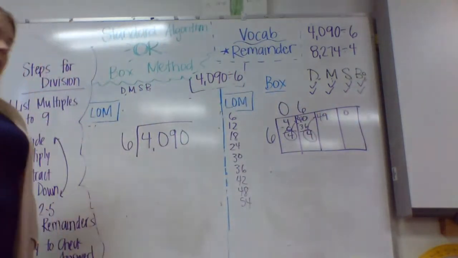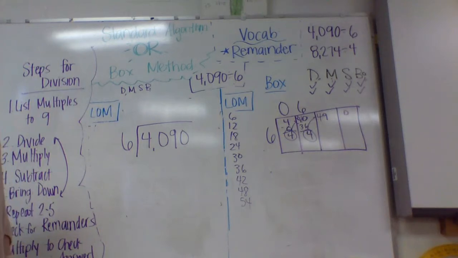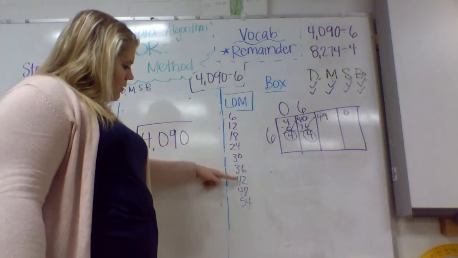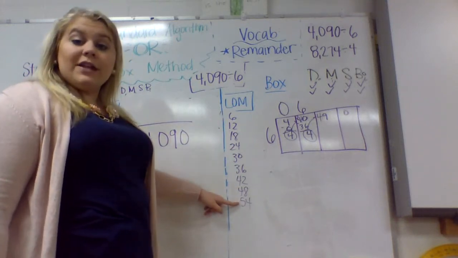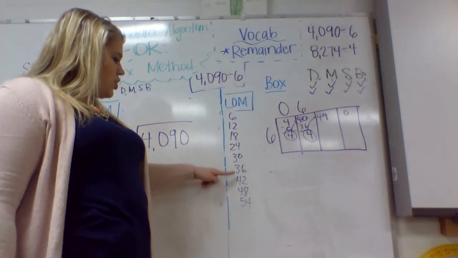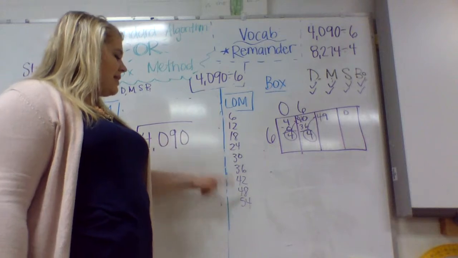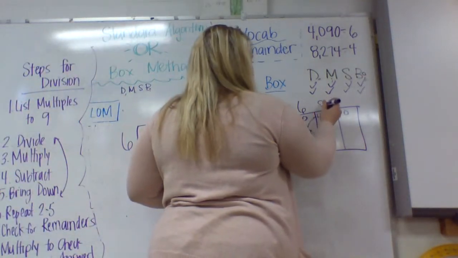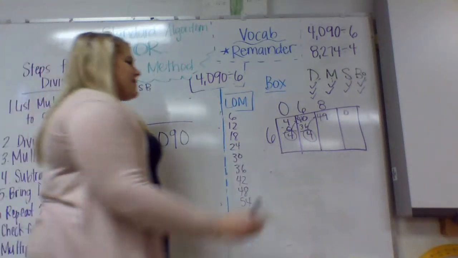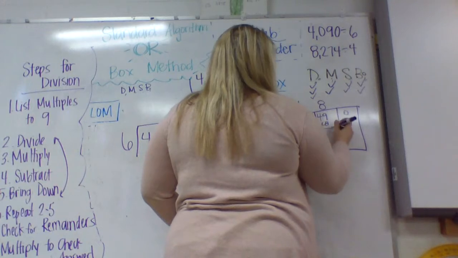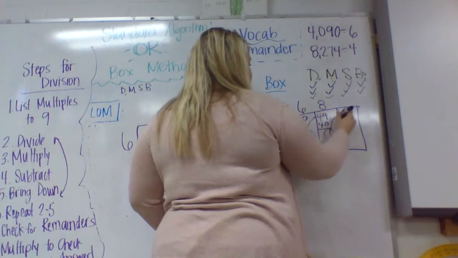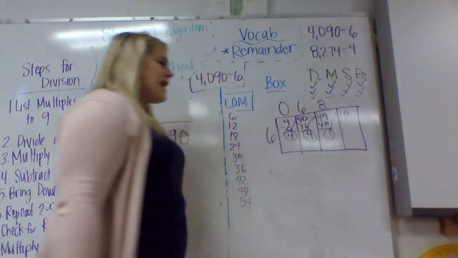Now I have 49. I'm ready to start again. How close can I get to 49 without going over? Let's see. 48, that's super close. 54, that's too much. So I need to jump back to 48. And 6, it takes 1, 2, 3, 4, 5, 6, 7, 8. 8 groups of 6 to give me 48. So 6 can go into 49 at least 8 times. 8 times 6 is 48. When I subtract those, I get 1, which means I can bring my 1 over to make 10.